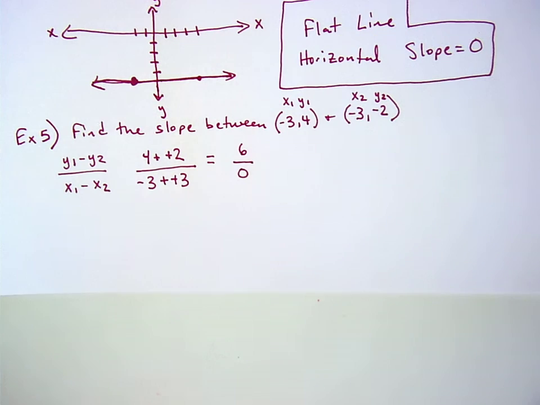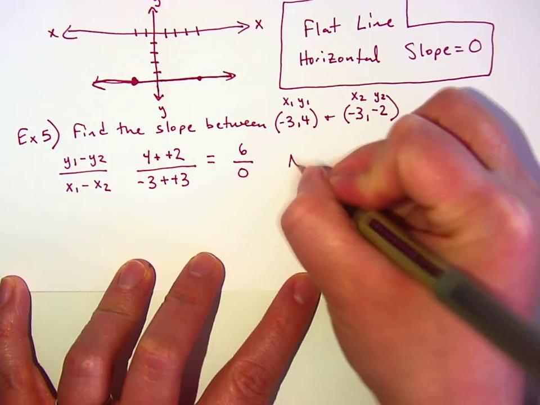Divide by zero. One, two, three, no. Three, four. Five. One. Zero. No. Three. The answer is unsolvable. Yeah, this is no solution.